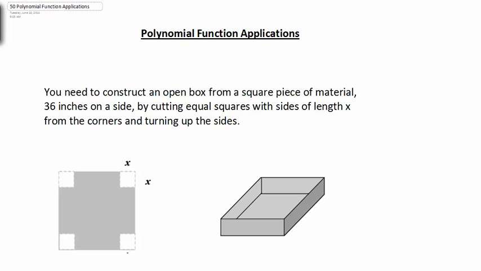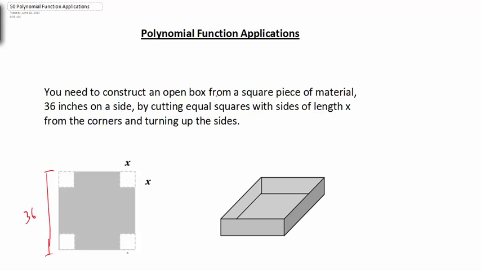In this video, we're going to look at one application of using our polynomial function. The problem we're presented with here is you need to construct an open box from a square piece of material that is 36 inches on a side. So basically what we have down here is our square piece of material where it is 36 inches on each side.